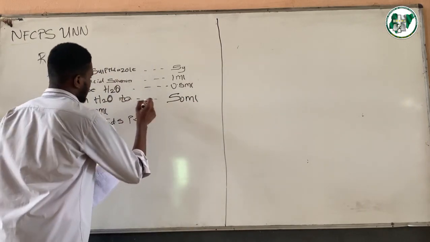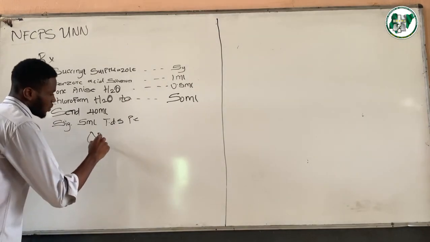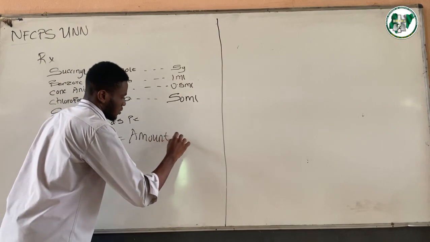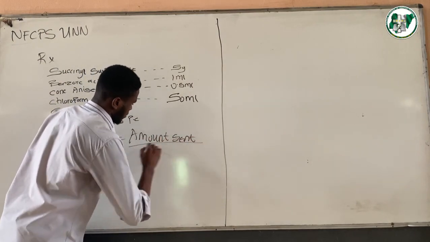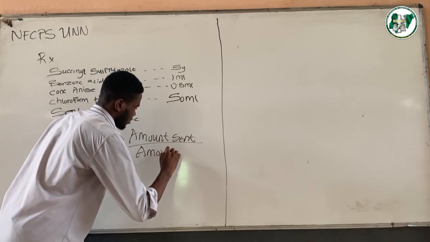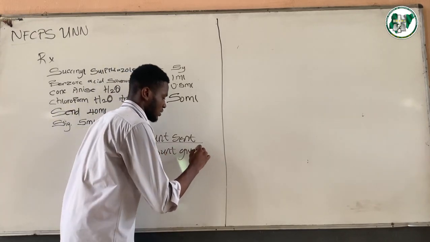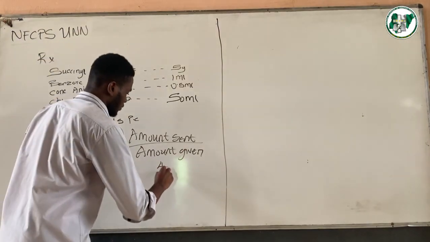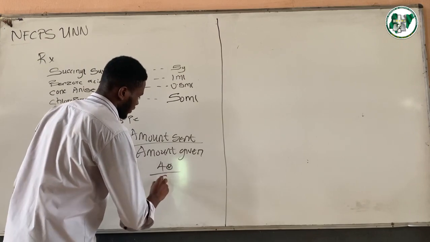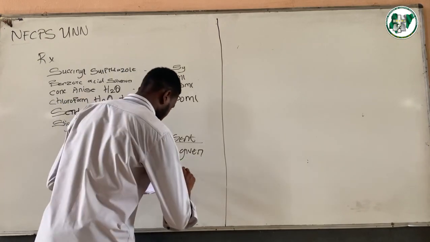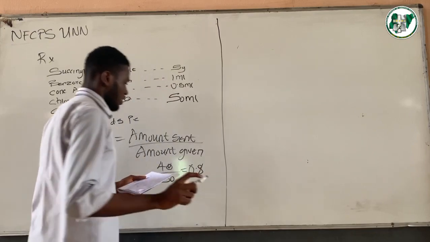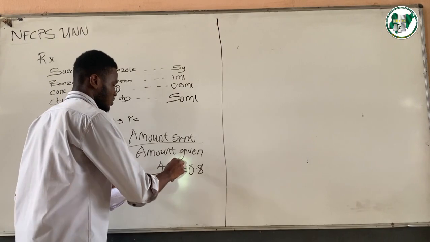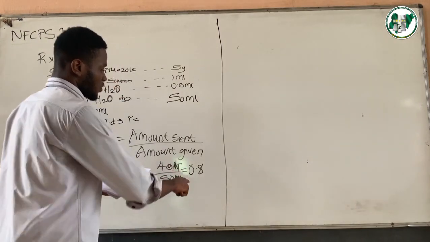Chloroform water to 50 ml. So to get our multiplication factor, it's the amount sent divided by the amount given. So the amount sent, we should send 40 ml. Dividing that by 50, we have 0.8. Recall again that multiplication factor has no units because the ml here is cancelling out the ml here, right? So multiplication factor has no units.